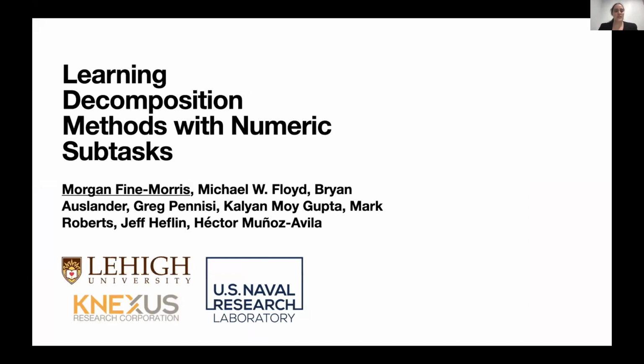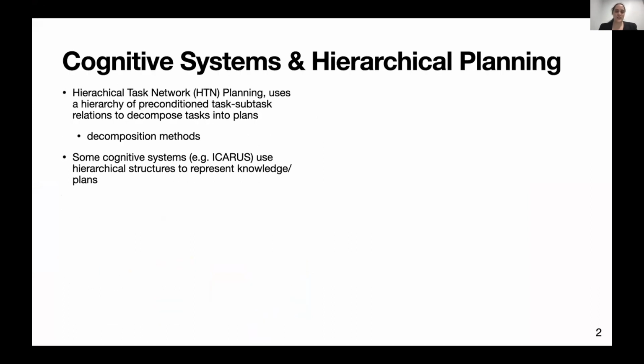Today I'm presenting learning decomposition methods with numeric subtasks. Hierarchical task network planning uses decomposition methods, which encode hierarchies of preconditioned task-subtask relations to decompose tasks into simpler tasks until finally they reach the level of plans of primitive tasks. Some cognitive systems like Icarus use hierarchical structures to represent domain knowledge and plans. So it's useful to be able to learn the decomposition structure from something like a plan trace.